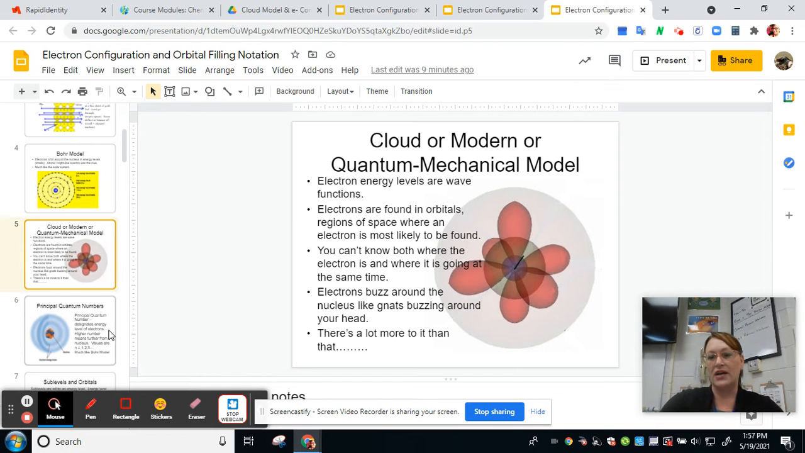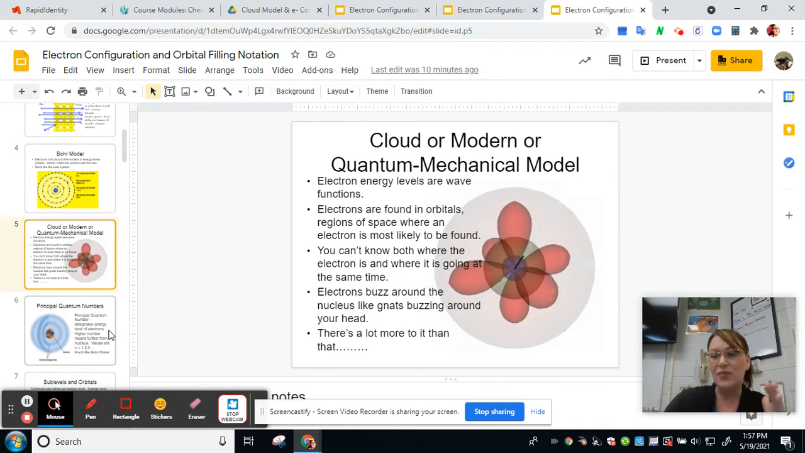And I'm going to teach you guys how to locate an individual electron. It's called an electron configuration. And I'll also show you guys how to do an orbital filling notation to show exactly how the electrons fill in the orbitals.